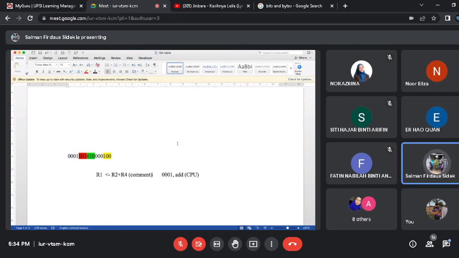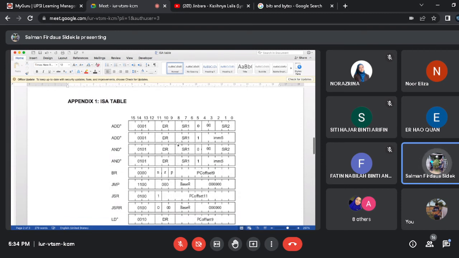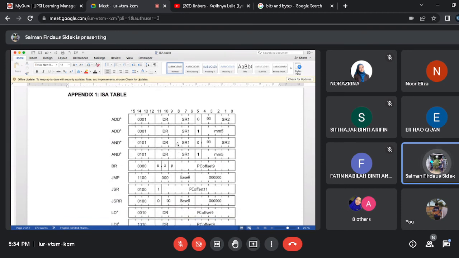We'll take a 15-minute break, and then you can see the ISA table here, or maybe you can Google and download it from the internet. Use the keyword ISA table, and you can find this table on the internet. So we'll stop for 15 minutes, okay? Okay, sir, thank you very much.